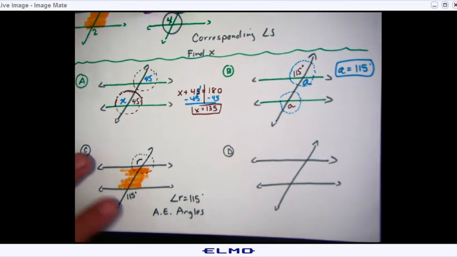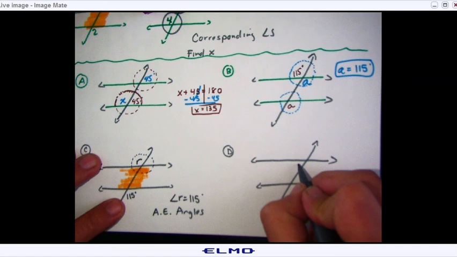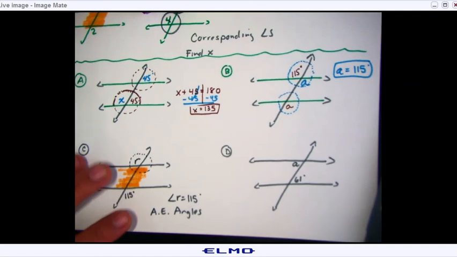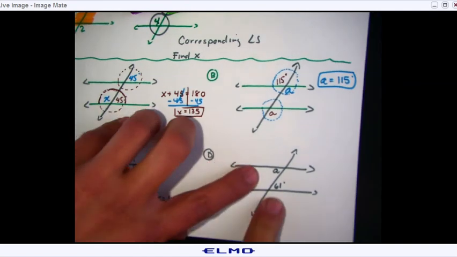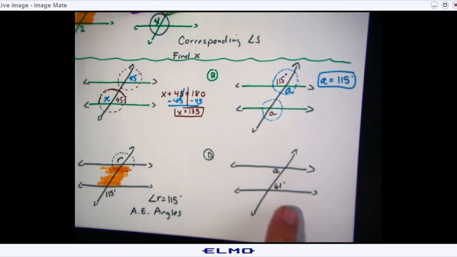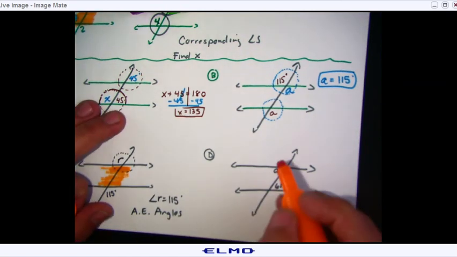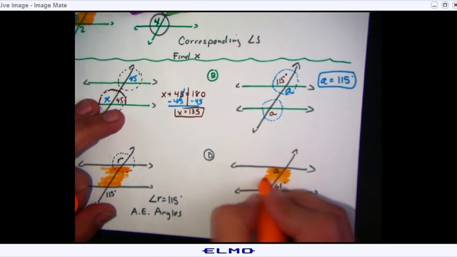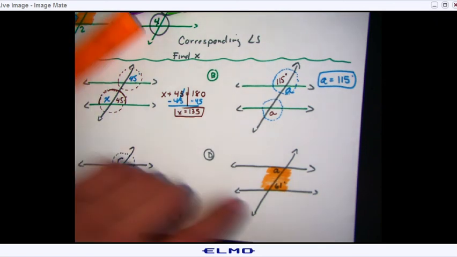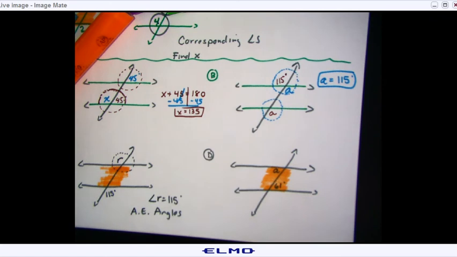Okay, so let me try a different one. So let's try this one. A and then 61 degrees. So there you go, A and 61. On this one, see how they're across from each other? So again, these are alternates, but they're not exterior. What are they? Interior. So they're obviously going to be the same, but let's check it.